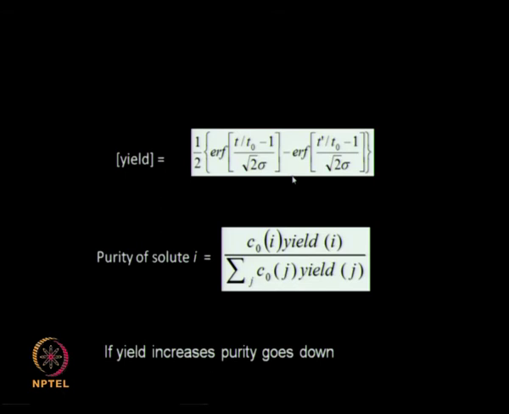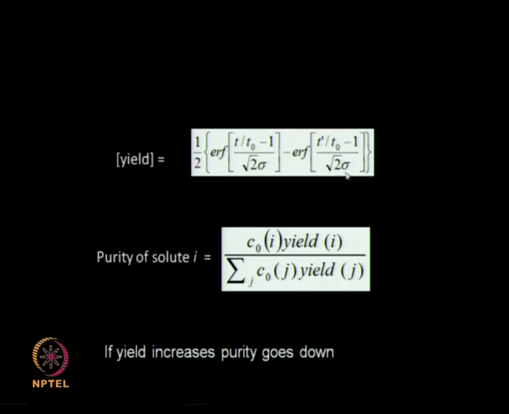Now we want to calculate the yield. If I am collecting a sample between time t dash and t, where t naught is the retention time of the component, then yield is given by half into error function of (t by t naught minus 1) divided by square root of 2 sigma, minus error function of (t dash by t naught minus 1) divided by square root of 2 sigma.